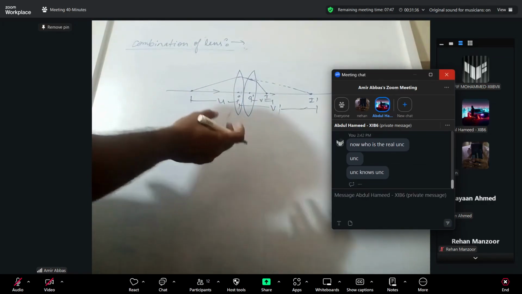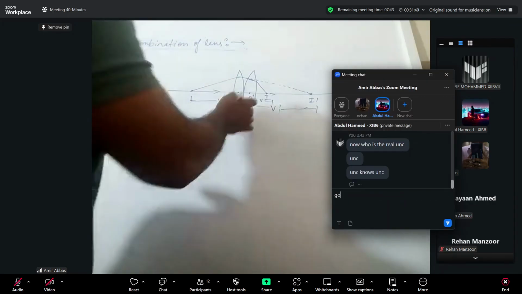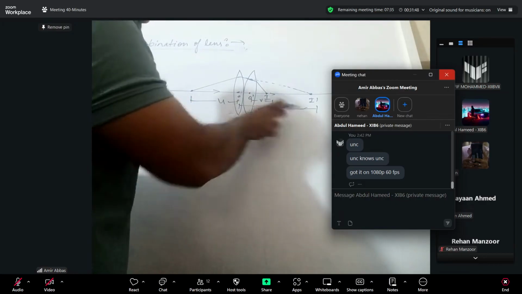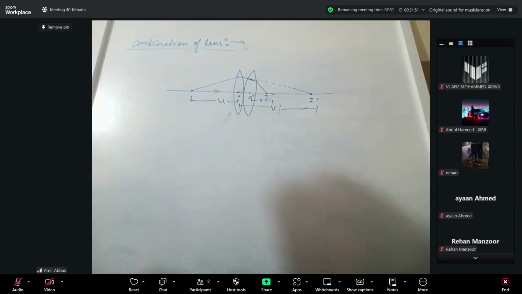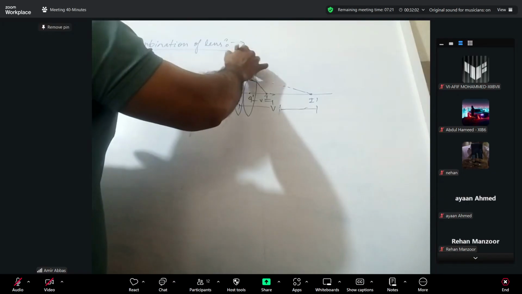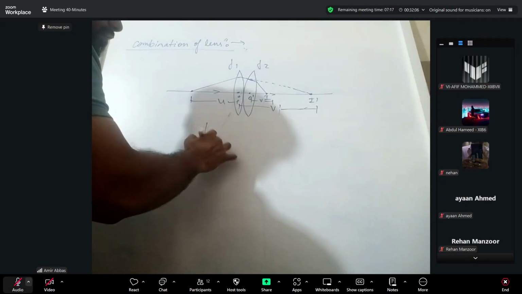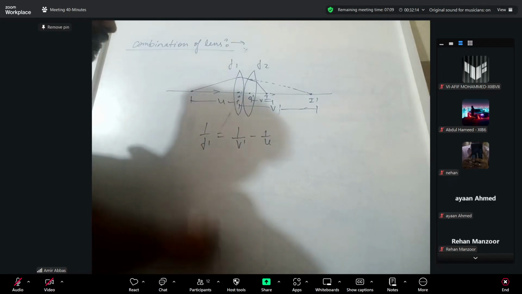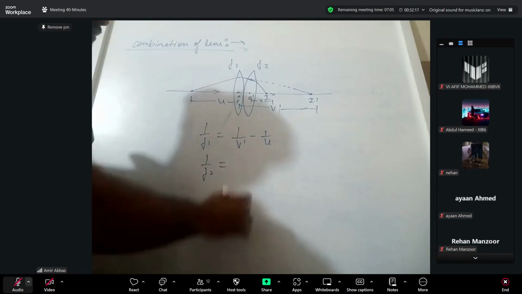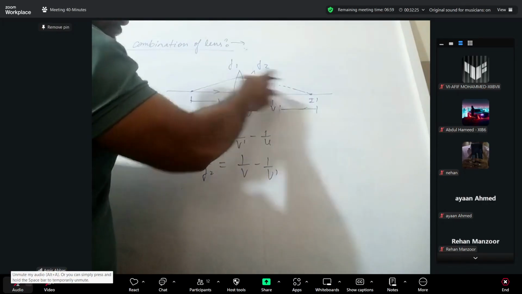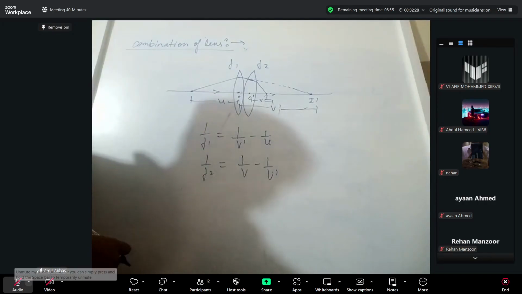These are very thin lenses, so we can neglect the distance between their centers and let them coincide. So all the distances are measured from the same point, whether it is V dash, V or U. Then what can we write for the focal length of the first lens, f1? 1 over f1 equals 1 over V dash minus 1 over U. Similarly, for the second lens, f2, 1 over f2 equals 1 over V minus 1 over V dash, because this image V dash due to the first lens acts as an object for the second lens. Have you got this?